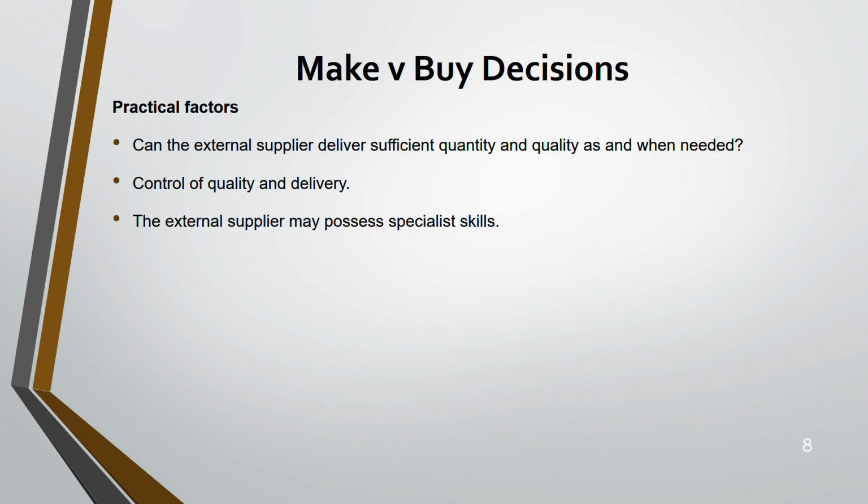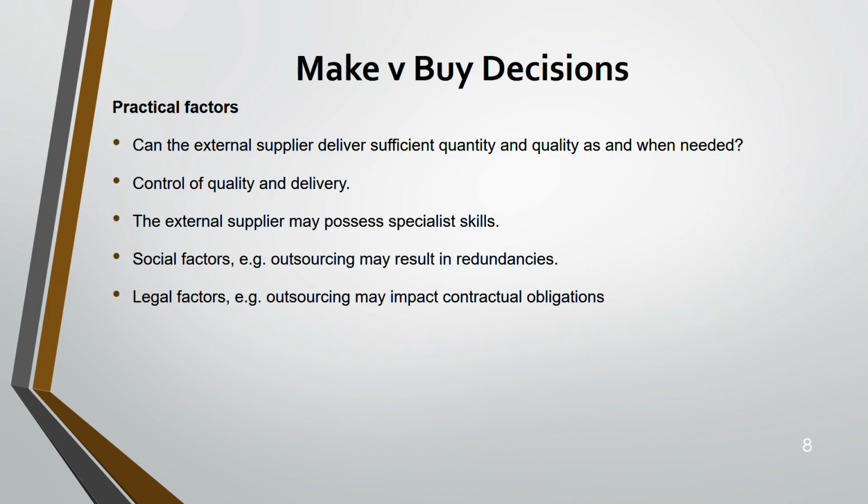Third, external supplier. Do they have the specialized skill? If yes, buy. Social factor. Remember, if you are outsourcing, it will result in redundancies in your company. Legal factor. Outsourcing may impact contractual obligations if one of the parties defaults and does not comply. Then alternative use of resource. Can we have an alternative use of resource?